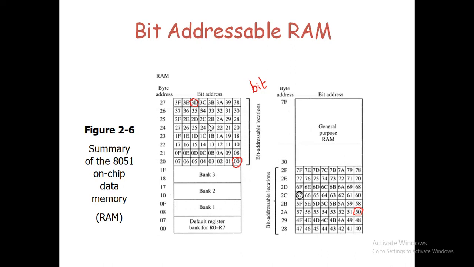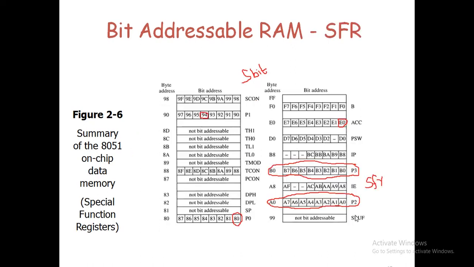Suppose you want to read or write a particular bit, say 00 is the location of that particular bit. If you want to make this 00 bit 1 or 0, for example, it is an sbit. If you want to read or write 1 or 0 with the help of this sbit, we can perform it.